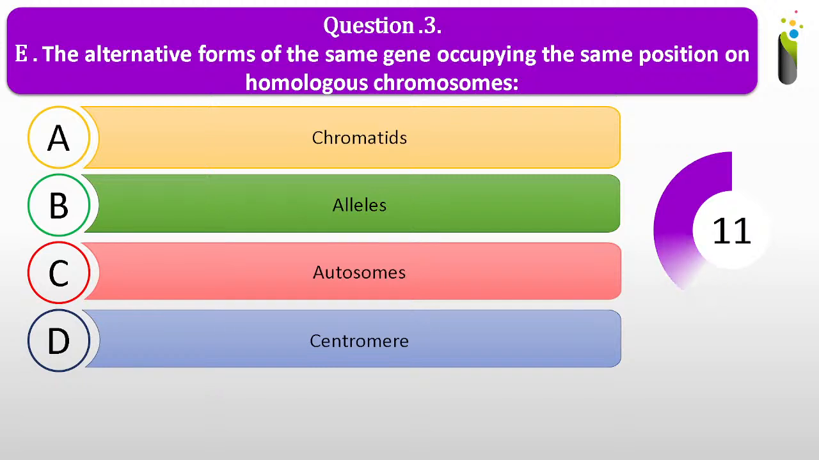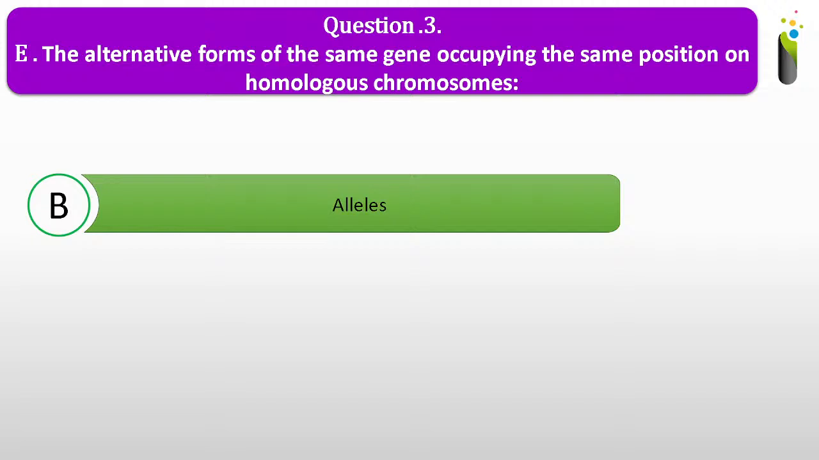So what is the answer for this? The alternative forms of the same gene occupying the same position on homologous chromosomes. And the perfect answer for this is alleles. Friends, please remember, at times alleles are also called allelomorphs. Okay, allelomorphs. That's also the other term used for alleles. All the students have got it right. Very good.